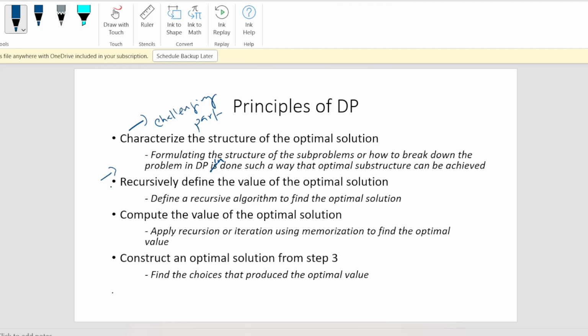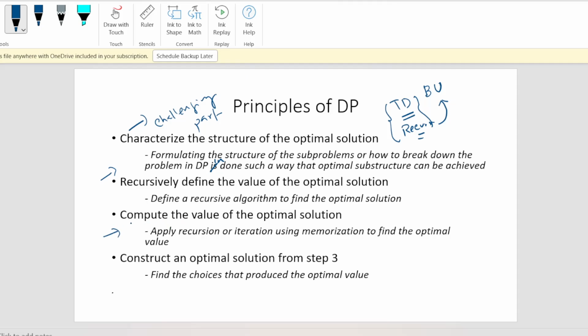Then the second point is recursively define the value of the optimal solution. This is basically, we have to define a recursive algorithm to find the optimal solution. Okay, by the way, so we have seen top down and bottom up. So what we do is we first design the top down or the recursive approach, and then we convert the top down to bottom up. Okay, this is first easier to perceive, hence it's easier to convert.